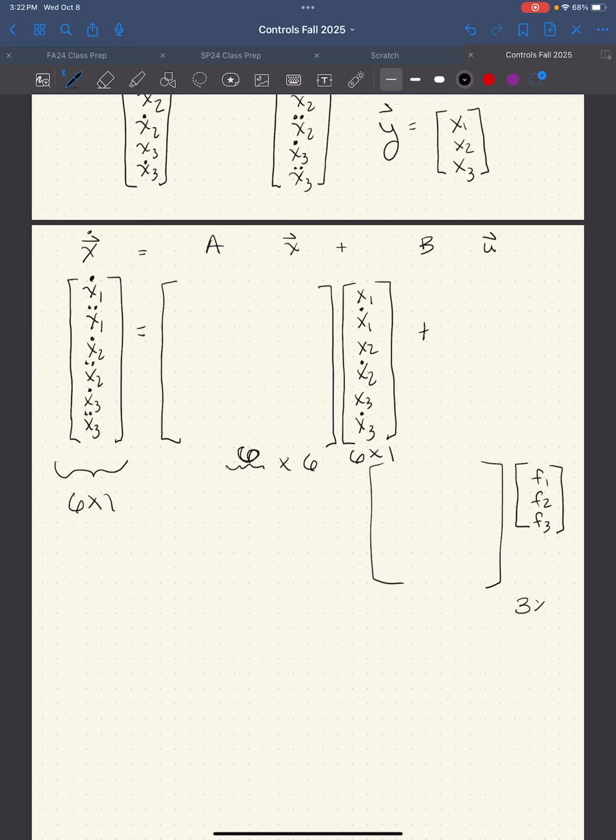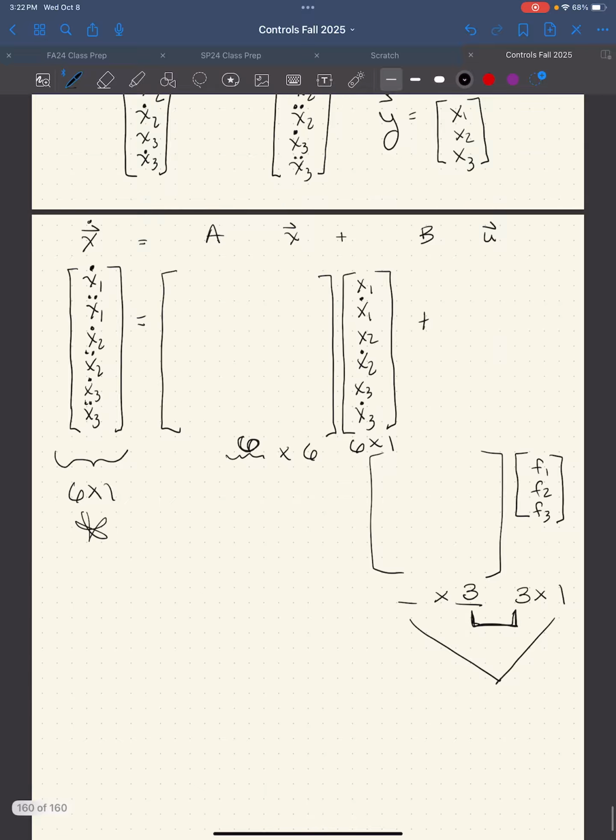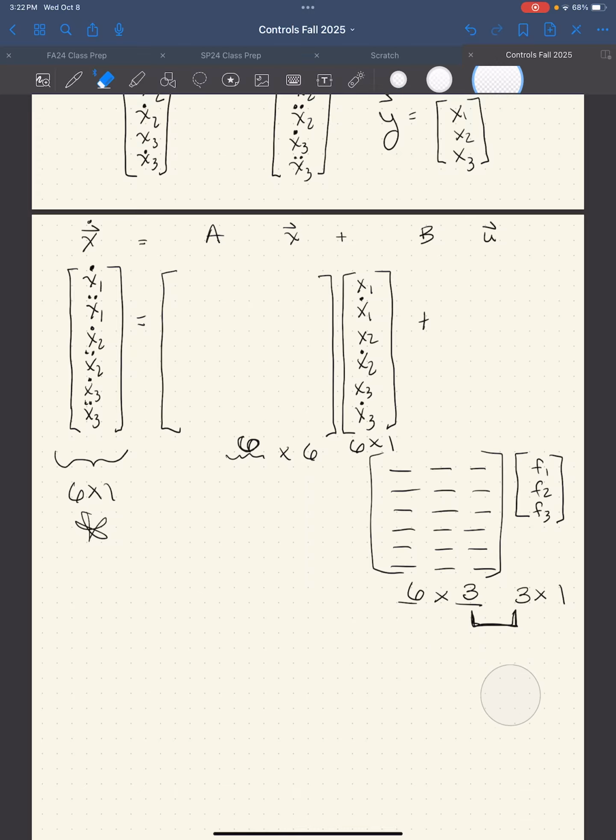U is 3 rows by 1 column. So B, to multiply by this U vector, has to have a 3 right here so that the inner dimensions agree. And I need the result of this multiplication, again, to equal a 6 by 1. So this must be a 6. So that means B is 6 rows by 3 columns. So something like this. Something like that. Okay, so now we know the size of these matrices. Let's try to fill them in.